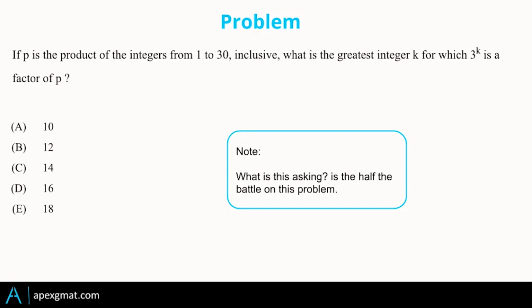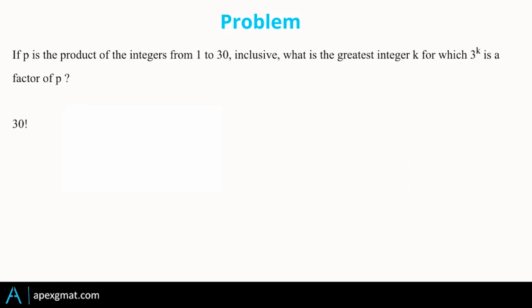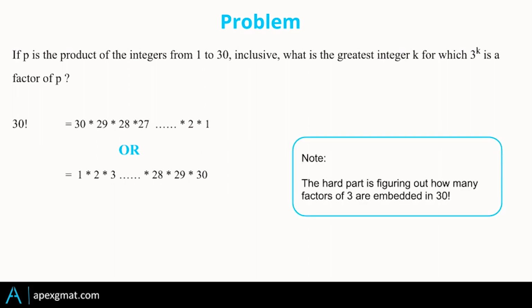How this breaks down is they're giving us this product from 1 to 30, which is the same as 30 factorial. 30 times 29 times 28, all the way down the line. Or you can build it up, 1 times 2 times 3 times ... times 29 times 30. And then they're asking this crazy thing about how many k such that 3 to the k. What they're asking here is how many factors of 3 are embedded in this massive product.